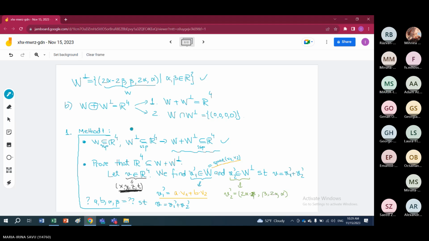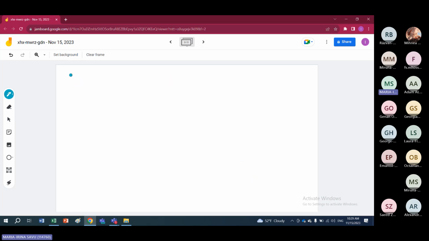And in a test or in an exam, the time is very important. So we take another method that will help you to find faster the fact that this sum is the entire space. Okay, so let's move to method number 2. Again, for this first fact we need to prove, so we'll see method number 2.